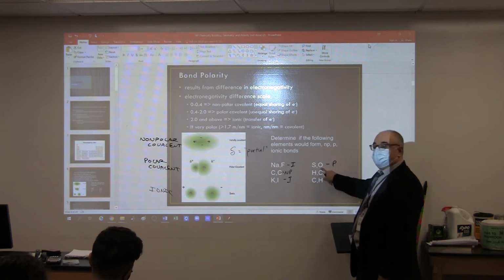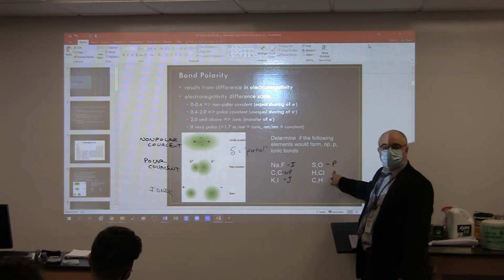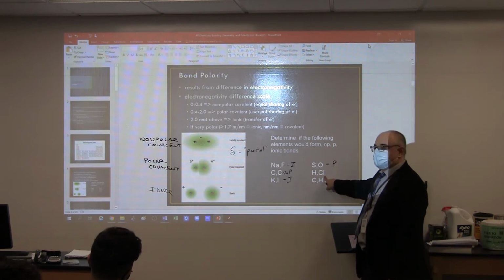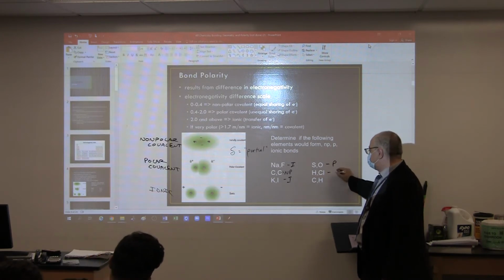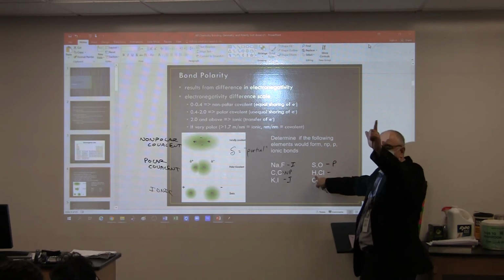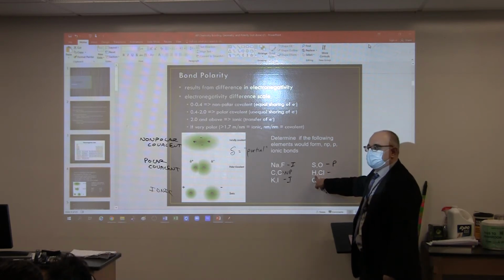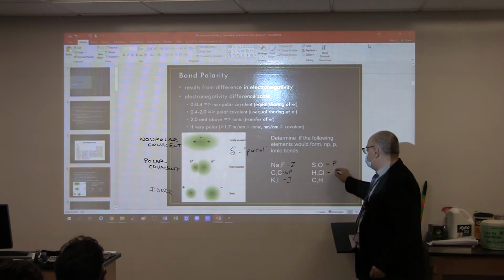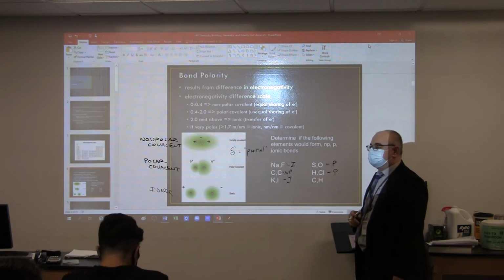Sulfur and oxygen, both nonmetals. As long as they're different nonmetals, it's going to have some polarity to it. Hydrogen and chlorine. Ionic. Close. Hydrogen's the tricky one because even though it's on the left, it's still a nonmetal. It's covalent. Question: is it only covalent that has nonpolar, polar, and ionic?